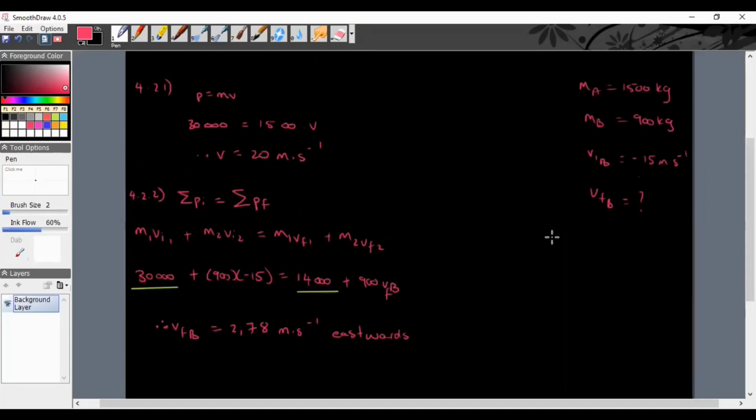So that's how you would have solved for the final velocity of car B. We can go and fill it in here: 2.78 meters per second. And it's positive, so we don't need to write it out negative.